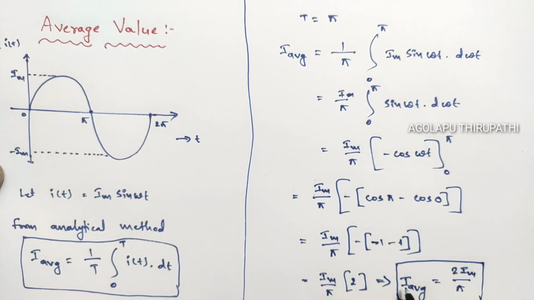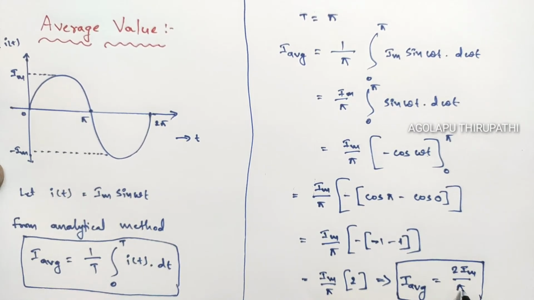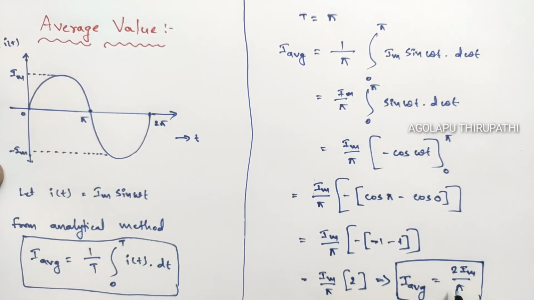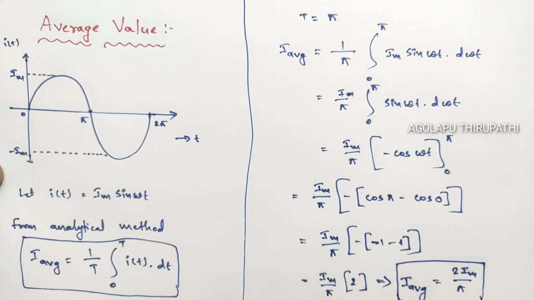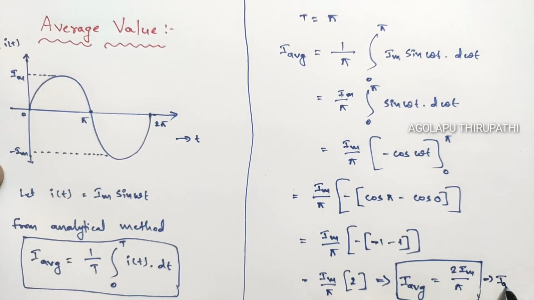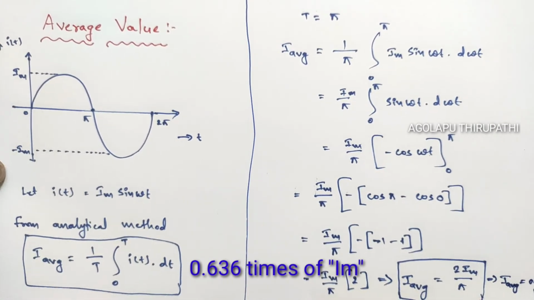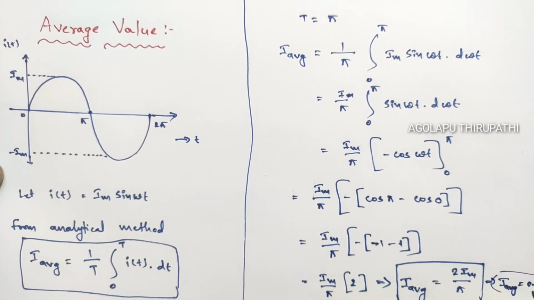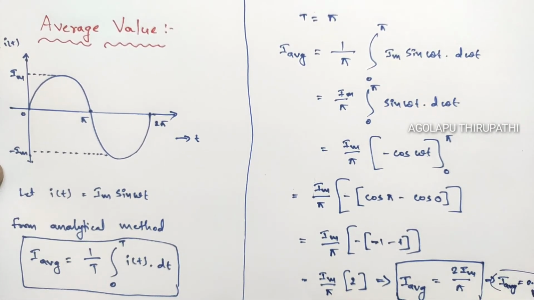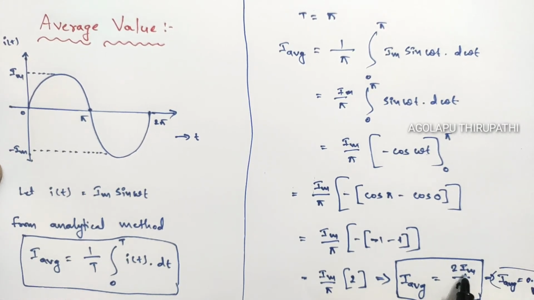What is the average value here? I average is equal to 2 Im by pi. If you calculate 2 by pi, you will get 0.636. Therefore, we can write I average is equal to 0.636 times Im. So what can we conclude here? The average value of a sine waveform is equal to 0.636 times its maximum value.